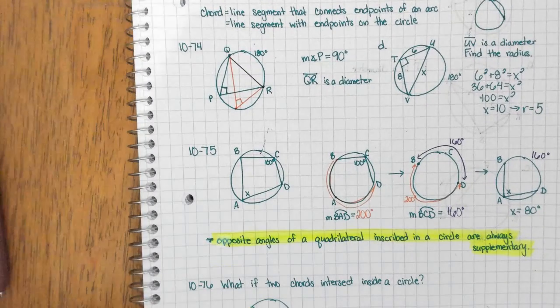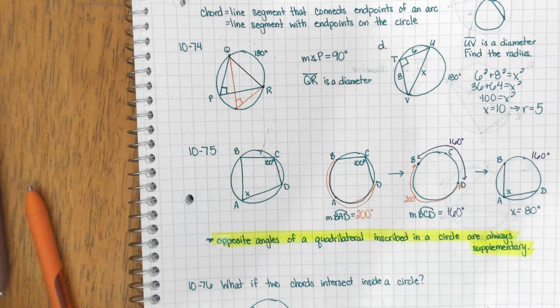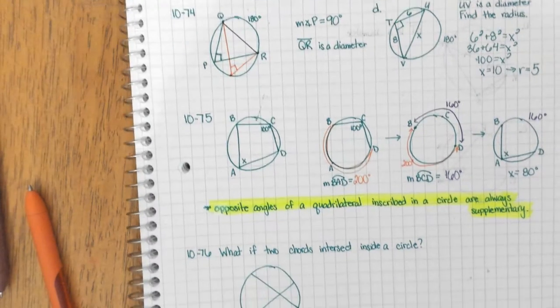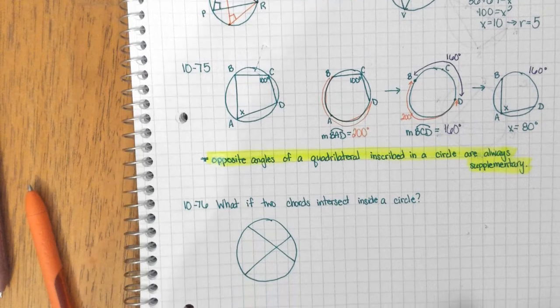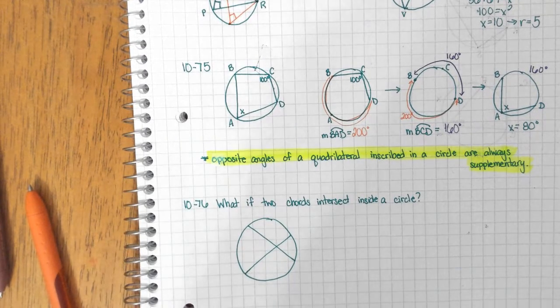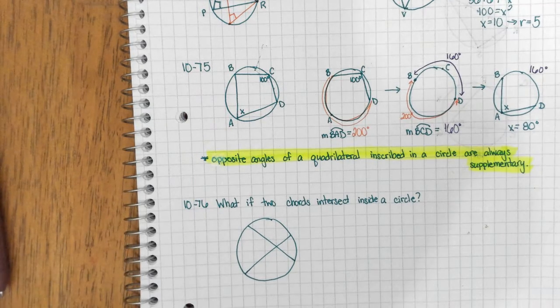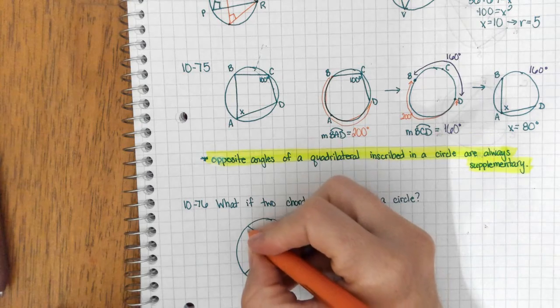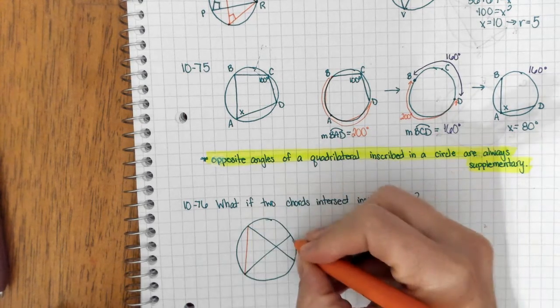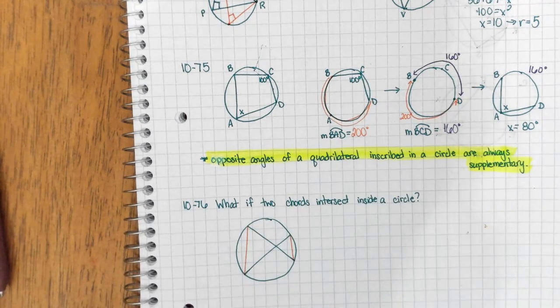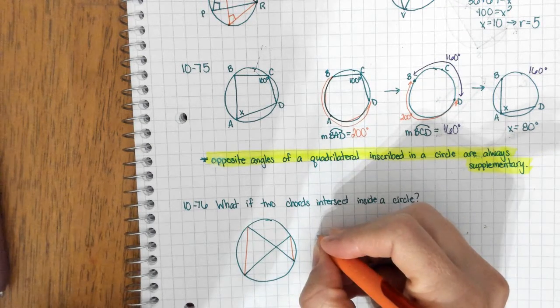And then problem 76 says, what if 2 chords intersect inside a circle? So we have 2 chords, neither of them go through the center. And what if they intersect? On this problem, it says that Timothy decided to create 2 triangles, and they have letters, but I don't think it's important. So if I make those 2 triangles, these are similar triangles.